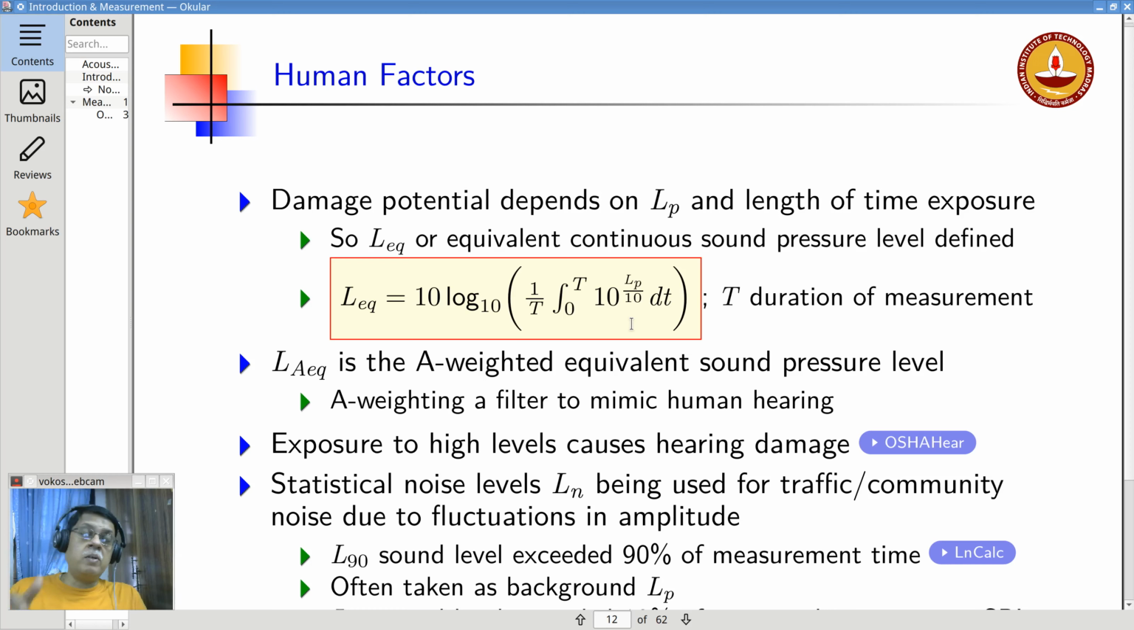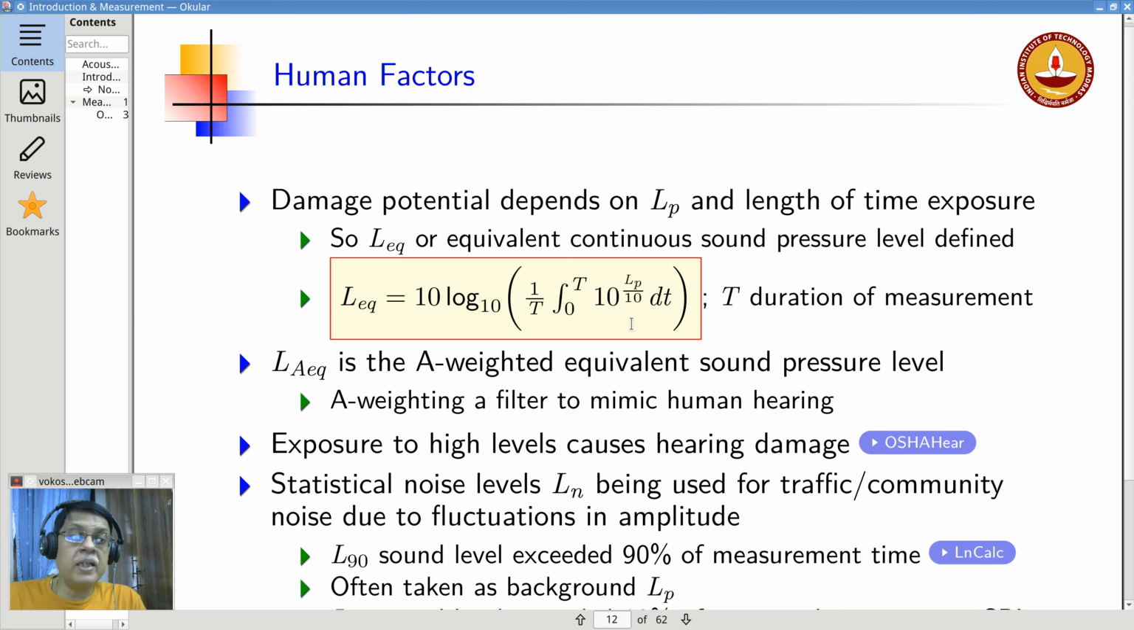Now this T can depend on the duration that you're interested in. In a factory, for example, 8 hours is a typical shift. So you will probably come up with an L equivalent for that 8-hour shift. So this is kind of like averaging the energy exposure. P square is like energy. So we are taking that, integrating, summing that over the time, and then dividing by the total time of exposure. So it's kind of a mean RMS square or mean square energy averaged over the time interval which you are recording.